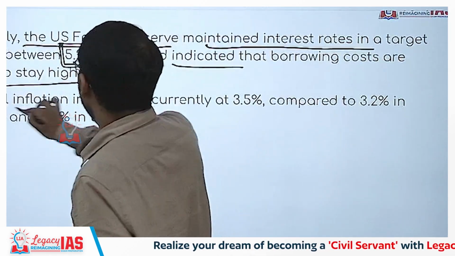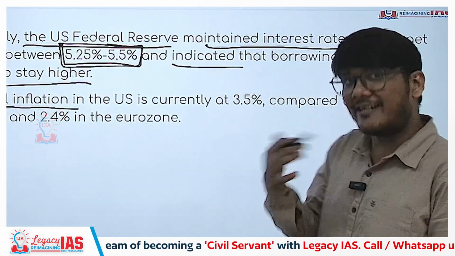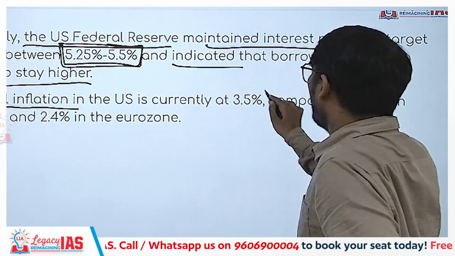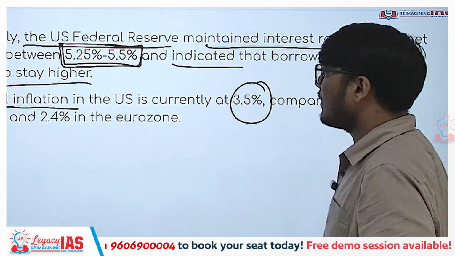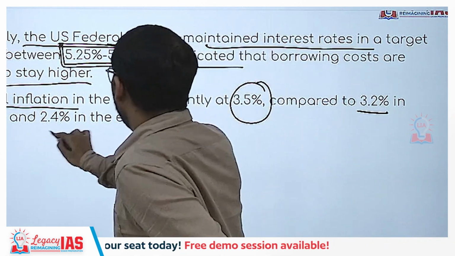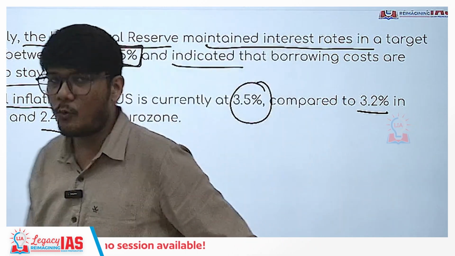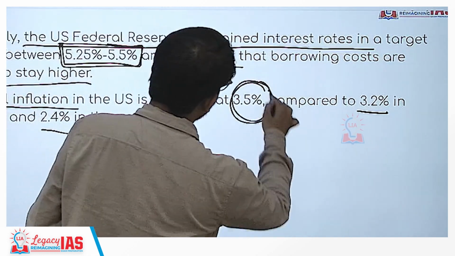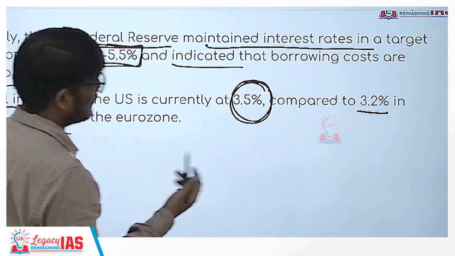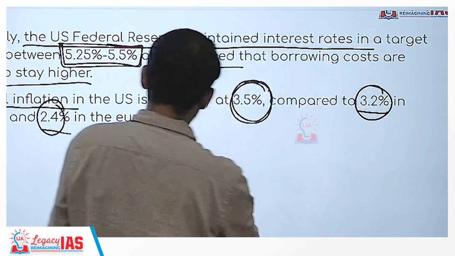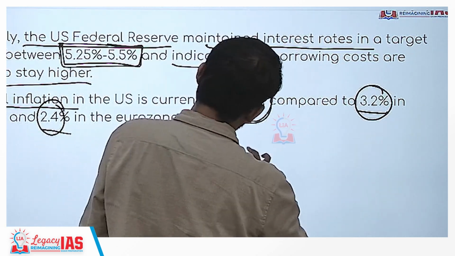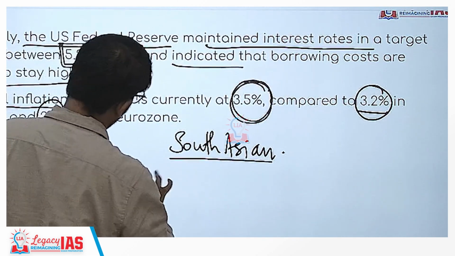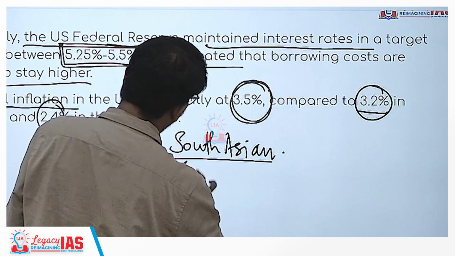If you look at the annual inflation rate in the US, it is actually low. The Western world generally has a very low inflation rate. So presently it is at 3.5% in the US, 3.2 in the UK and 2.4 in the Eurozone. So you can see the Western world has lower inflation rates, as compared to specifically India or the South Asian economies. The South Asian economies have a higher inflation rate, and also the growth rate of South Asian economies is higher.